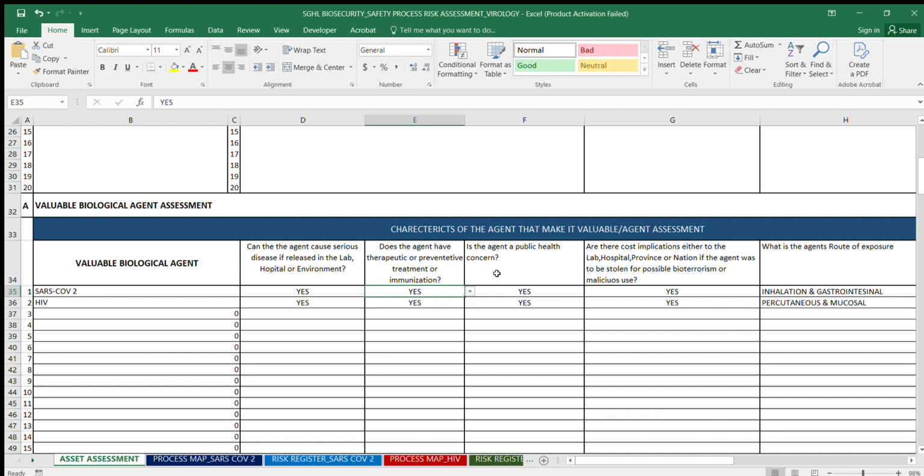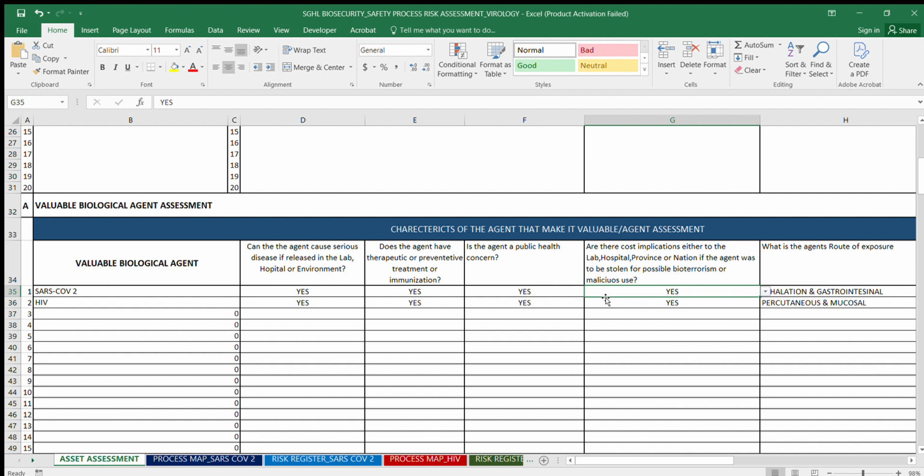The next question is, is the agent a public health concern? If the agent is a public health concern, it means that if it is released into the public, it can cause serious population problems. It can cause serious financial problems, which means it also has an effect on the economy. So if you say yes, then this one also becomes more valuable. But if you say no, it means someone may not really want to come and get this particular agent.